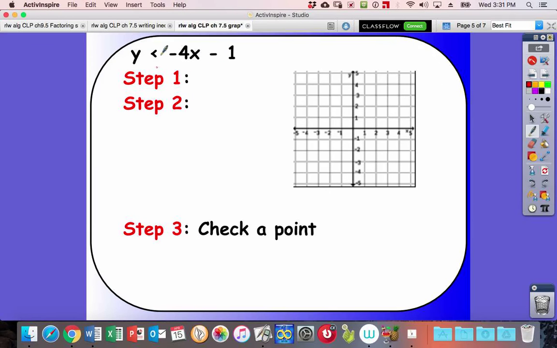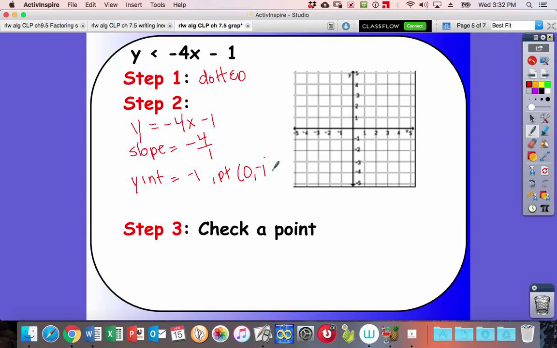Step 1, it's a less than, so I'm going to determine that it's dotted or dashed. And I am going to graph the line y equals -4x minus 1. It happens to be in slope-intercept form, so I'm pretty happy because I can immediately look at it and tell you that the slope is equal to -4 over 1. It's the coefficient in front of x. And I know the y-intercept is equal to -1. That means if I put a 0 in for x, y is -1.